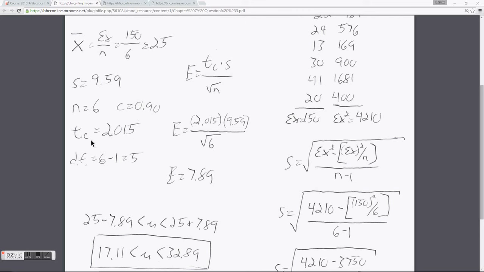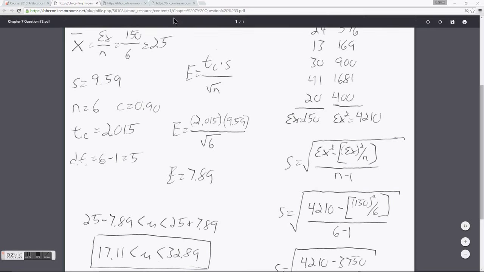In order to find this critical value, I'm going to use the student's t-table again. And before I use it, I need to know what the degrees of freedom are for this problem. The degrees of freedom being n minus 1 gives us a value of 5 for this problem. So I'm going to go to my table with a confidence level of 0.9 and a degrees of freedom of 5.